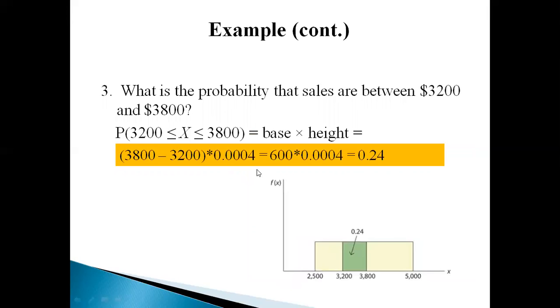What if we want to do it between two areas, say in the middle here? Well, we have a lower limit, we have an upper limit, and so all we have to do is find that difference to get basically our length. And so 3,800 minus 3,200, and we multiply that by that height we found already, which is the 0.0004, and so 600 times that is going to give us 0.24 for the area in the green.